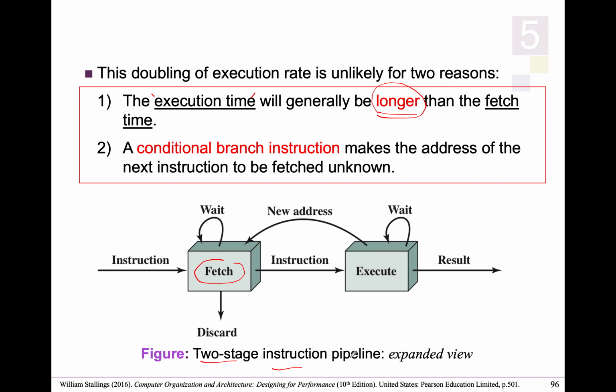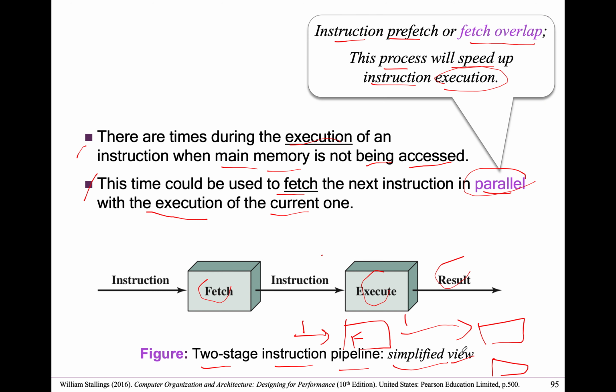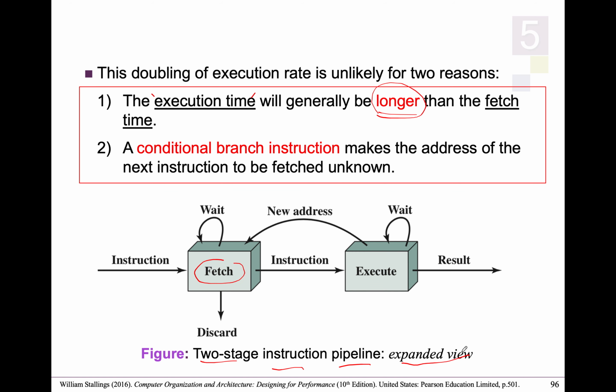Two-stage instruction pipeline, which is an expanded view rather than the simplified view. So you have the wait versions, and if let's say you have a new address, you're going to continue, but basically it's going to continue like this.